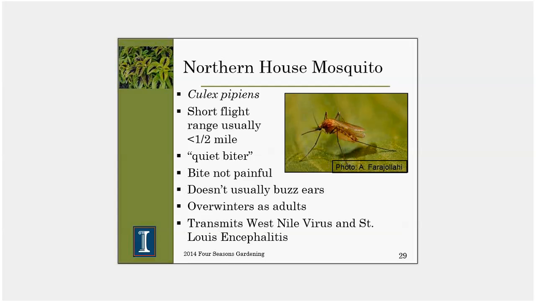It overwinters as an adult, and so if you get a warm day in January or February and you get bit by a mosquito, there's a real good chance it's a northern house mosquito. Are you going to get West Nile virus in the middle of winter from a northern house mosquito?